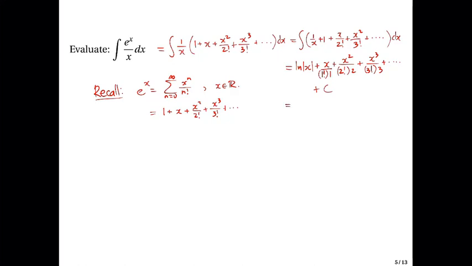So this is simply ln of the absolute value of x plus the sum. We start with n equals 1, and then this will be up to infinity of x to the n over n factorial times n. And then you have the plus c. So this is the answer to this integral.